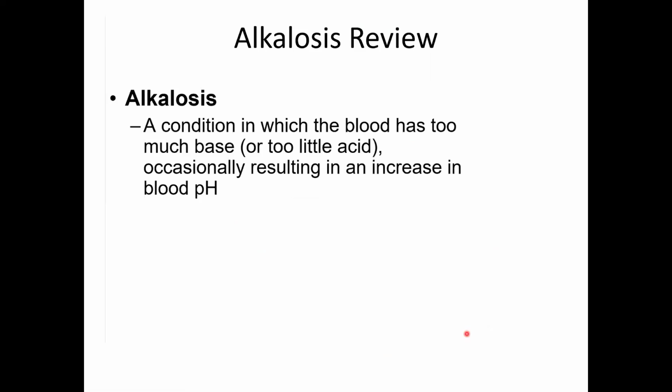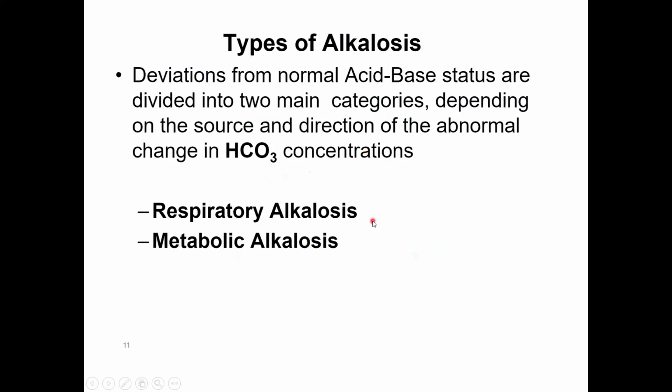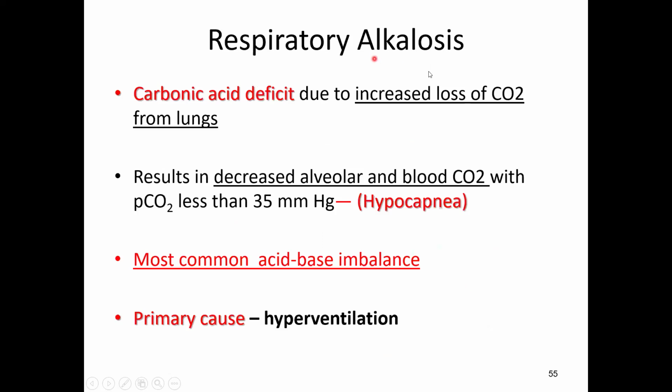Alkalosis is the condition in which the blood has too much base and too little acid. Again, there are two types of alkalosis, respiratory and metabolic. Respiratory alkalosis, as the name suggests, is the opposite of respiratory acidosis. In that condition, carbonic acid was above the normal range. Here, carbonic acid is deficient due to increased loss of carbon dioxide from the lungs. In respiratory acidosis, the carbon dioxide was trapped, as you remember. In this condition, alveolar and blood carbon dioxide decrease, because there is a loss of carbon dioxide. This condition is known as hypocapnia. In respiratory acidosis, the condition was hypercapnia.